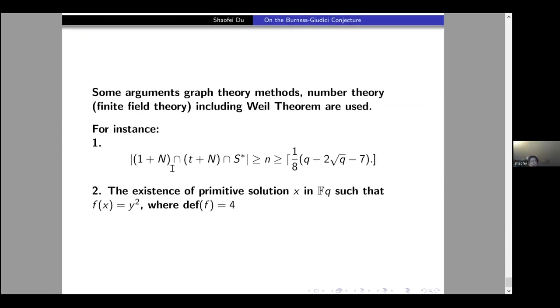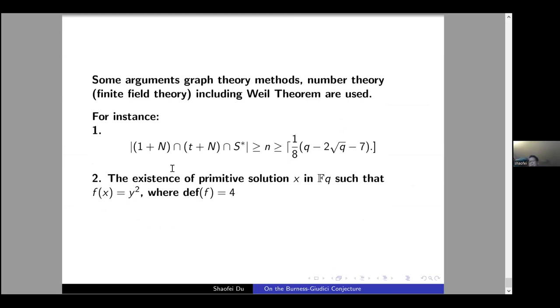To prove the theorem, besides some graph theory methods, we also use some number theory on finite fields, including Weil's theorem. For example, sometimes you need to know the size of this. So N is in the finite field F_q, N is a non-square element, S is a square element, S star is a non-zero square element. So for any element t, for the intersection of these three subsets, we should have such a bound. We have this number. We prove this by Weil's theorem.